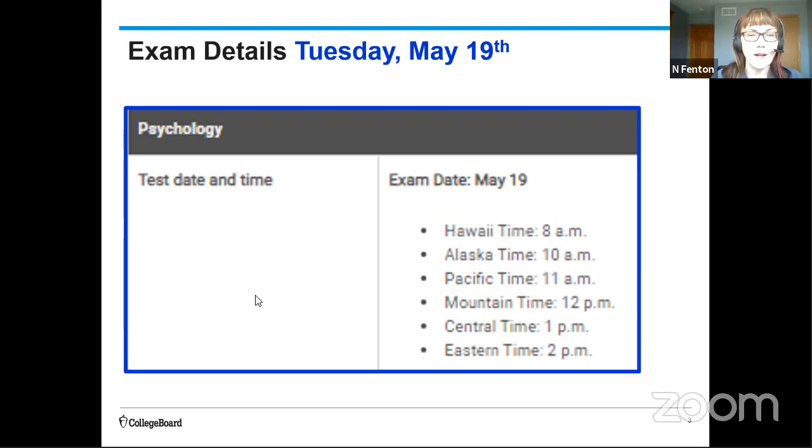If you are in Hawaii, good morning, AP Psychology. You'll be taking it at 8 a.m. And if you're in Eastern time, you'll be at 2 p.m. So that's kind of the later end.